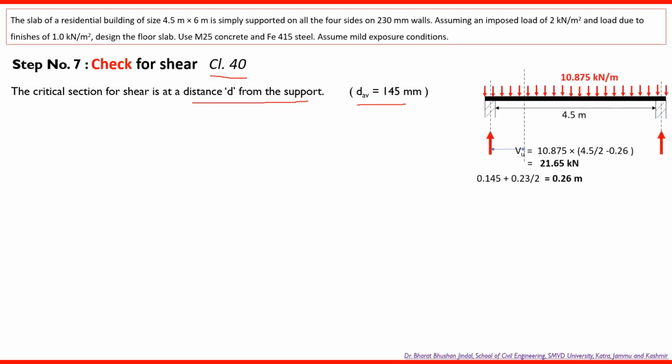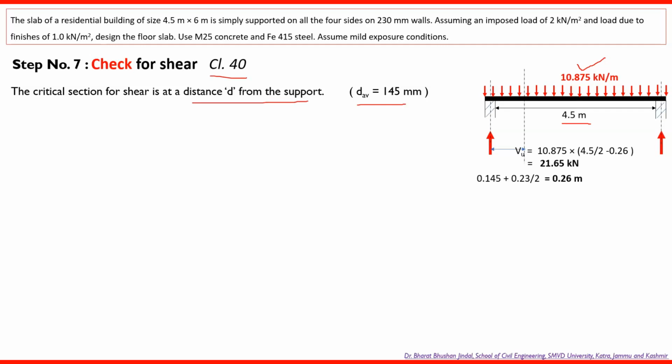So you can just see this diagram here. This is the slab, and this slab is supported on the simple type of supports, that means walls, and 10.875 kilonewton per meter is the total load in the form of UDL, which is on the slab, and the shorter span, that clear span, is 4.5 meter.